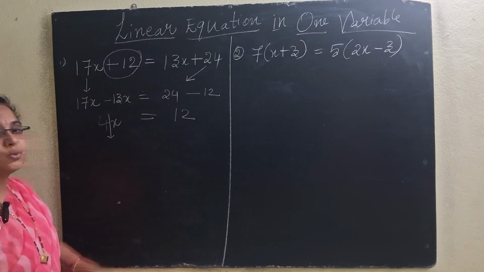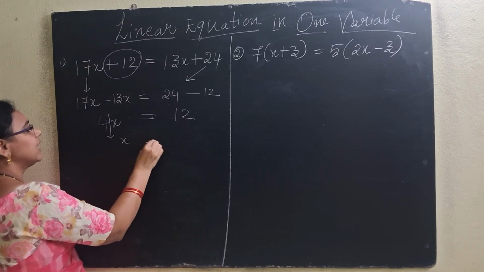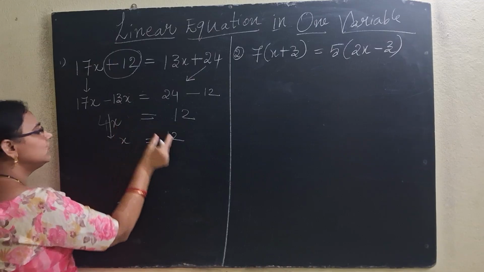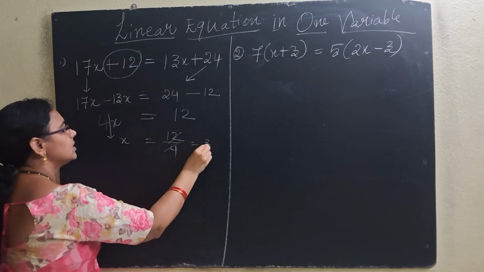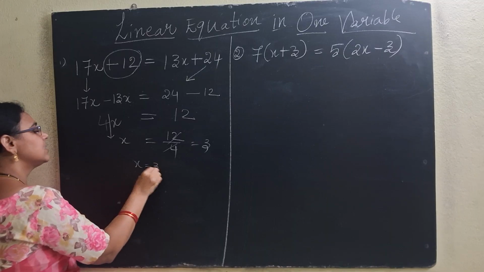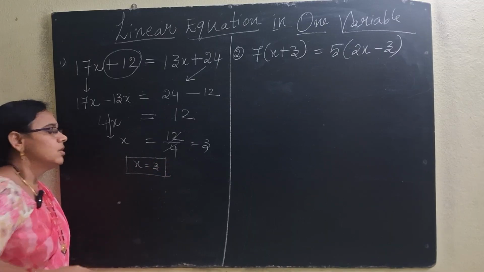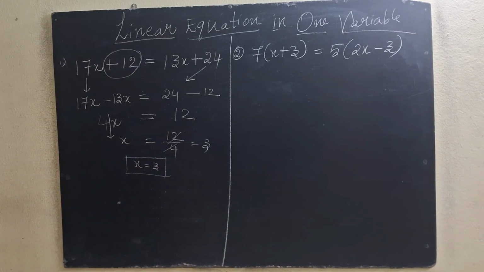When you transpose division, x is equal to 12 divided by 4. I am taking this side, divided by 4. 4 3s are 12. So x is equal to 3. So we got the value of x is equal to 3. I hope you are clear.